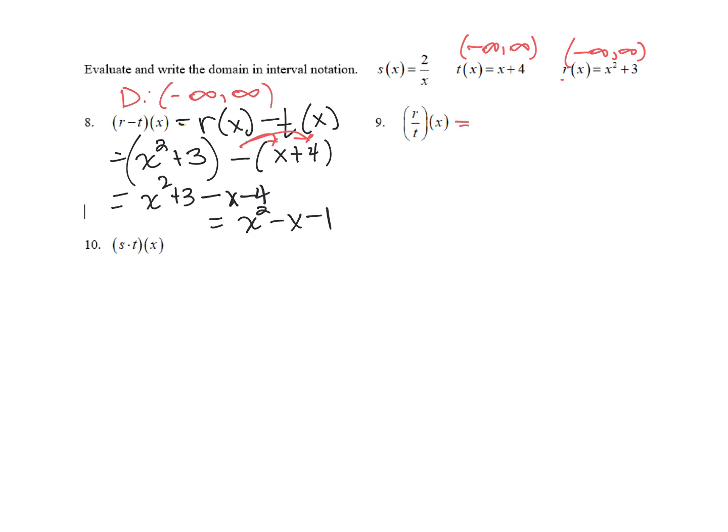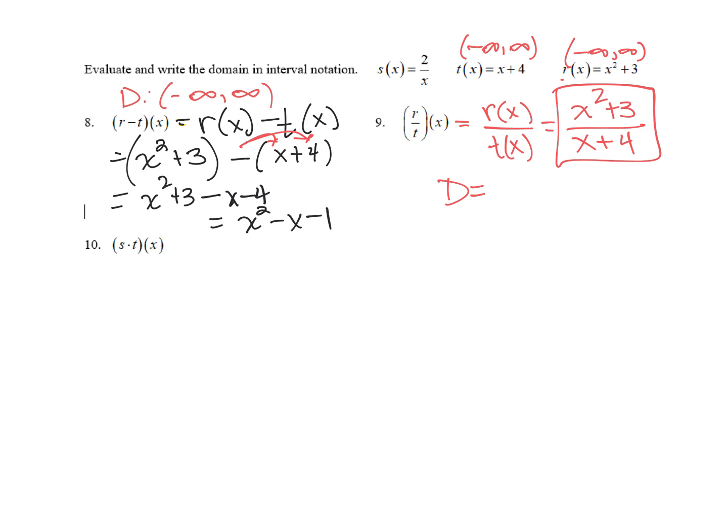So let's look at another one. Let's look at number 9, r divided by t of x. That means we're going to do r of x divided by t of x equals, what is r of x? Well, r of x is x squared plus 3. What is t of x? x plus 4. So there's my quotient. But what is my domain? Well, both of these functions have domains that are all real numbers. But when I put t in the denominator, x plus 4 can no longer be 0. So now I have a restriction that x can no longer be negative 4 because x plus 4 is now in the denominator of a fraction.